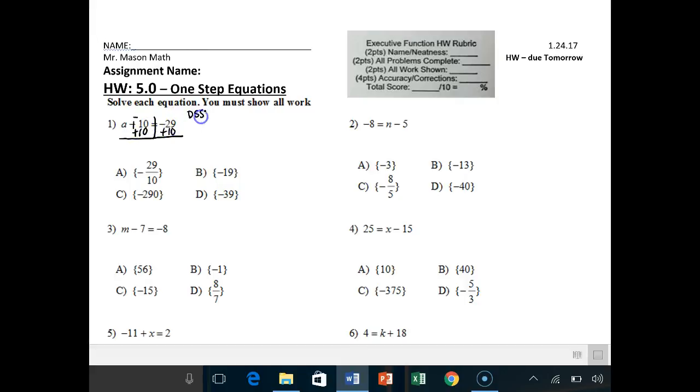Label what type of problem that is. That's different signs. Subtraction. Bring down your variable a is equal to negative 29 plus 10 is really 29 minus 10 gives me negative 19 is my answer.